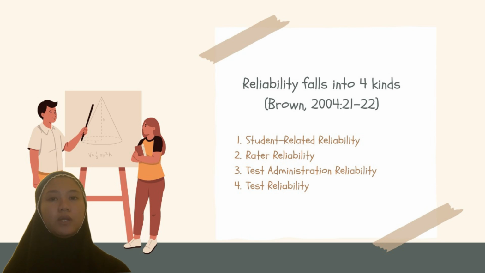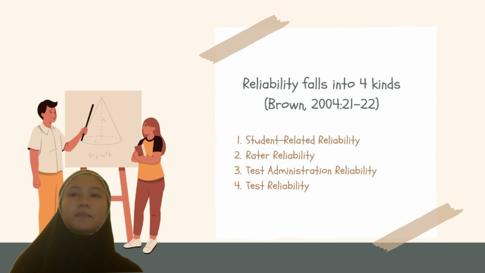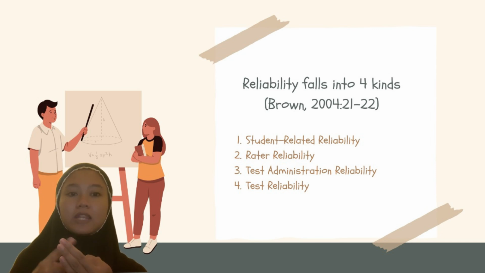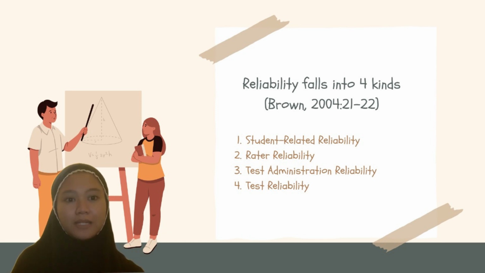According to Brown 24, reliability falls into four kinds. There are first, student-related reliability, second, rater reliability, third, test administration reliability, and the last is test reliability.